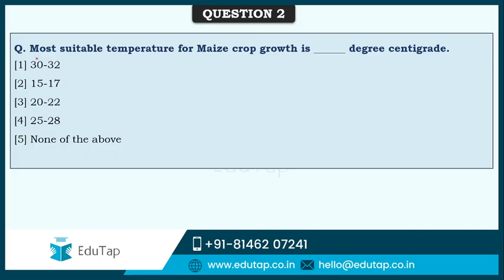Next question: the most suitable temperature for maize crop growth is dash degree centigrade. If you have gone through the notes I have given you, then you could answer this. I have taken 2 to 3 questions from those notes only, the table which I have provided under agrometeorology notes. Suitable temperature for maize crop growth.